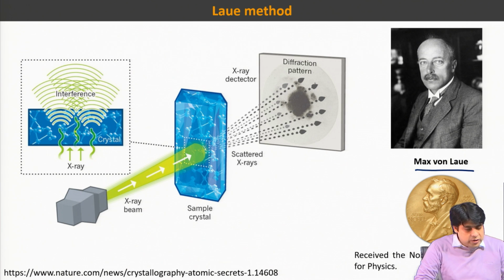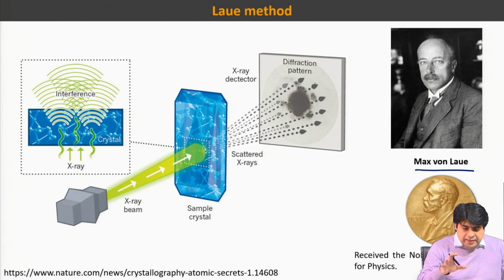He was working on X-rays, and his approach was slightly different. He said that when you have different atoms present in the plane, and X-rays strike the different atoms, there will be some kind of scattering. If there is continuous interference between these X-rays, then in that case you will have some kind of reflection.